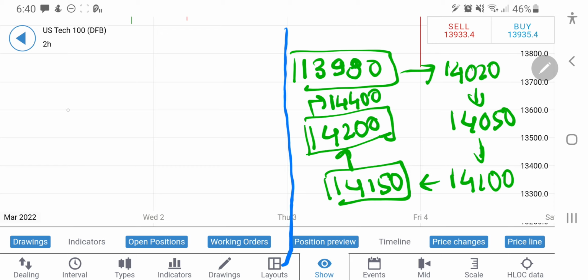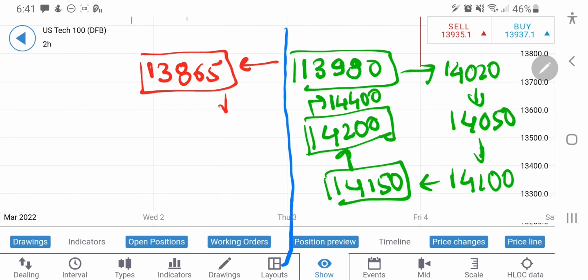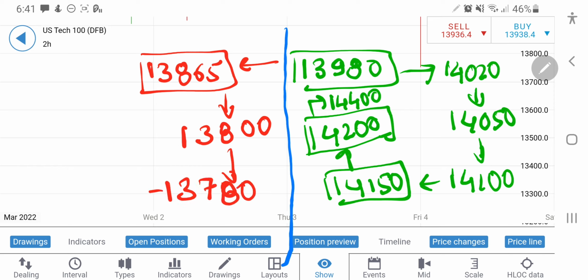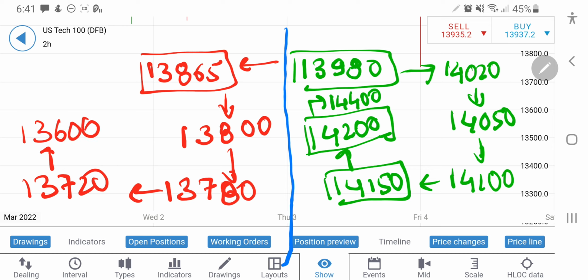On the downside, take a short entry only at 13865 levels. Below this you can expect it to drop towards 13800. This is going to be a good support, and below that you can expect it to hit 13780, the nearest support, and then 13720. Below that, the sky is the limit, it will try to hit 13600. This time it can show you a good break on the downside.